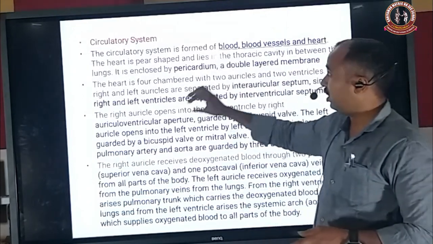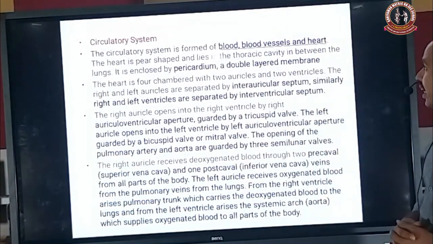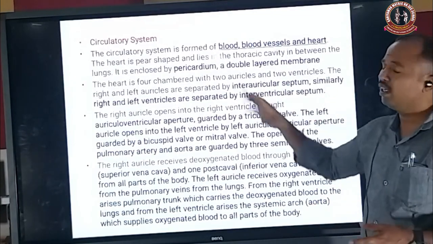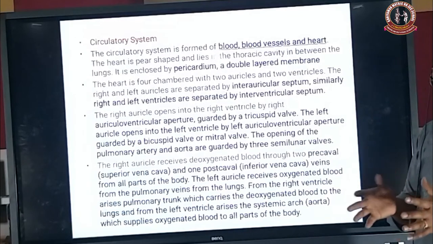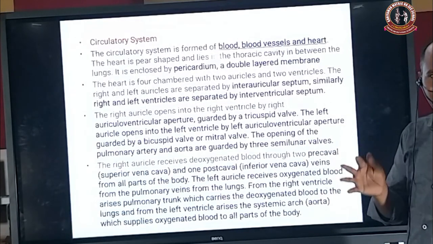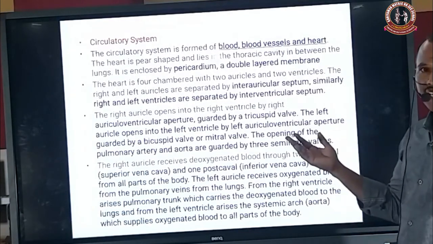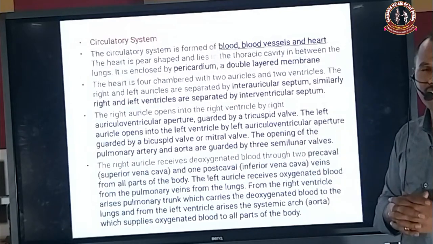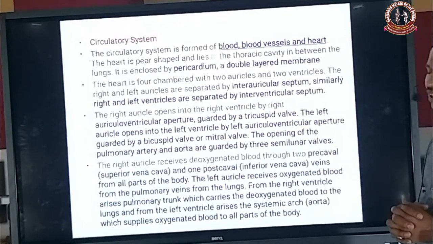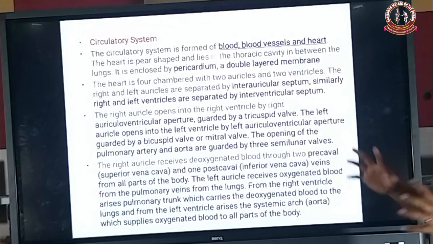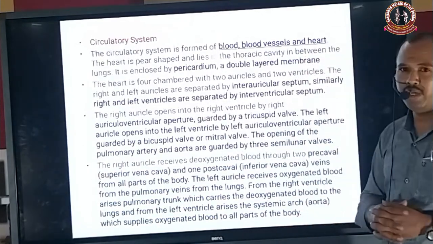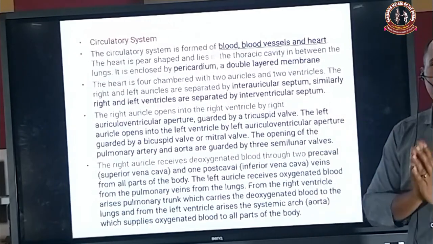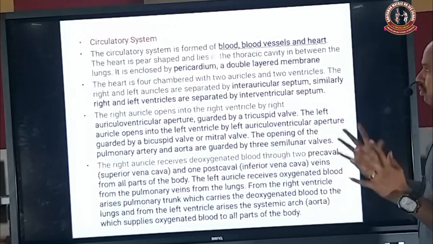The heart is pear shaped and lies in the thoracic cavity in between the lungs. Why is it located in between the lungs? Because it is a vital organ, so it is protected on the lateral, ventral and dorsal sides by different types of bones, with the help of the vertebral column, ribs and the sternum. Okay, and it is enclosed by the pericardium, a double layered membrane. The heart is covered by the pericardium, a double layered membrane.